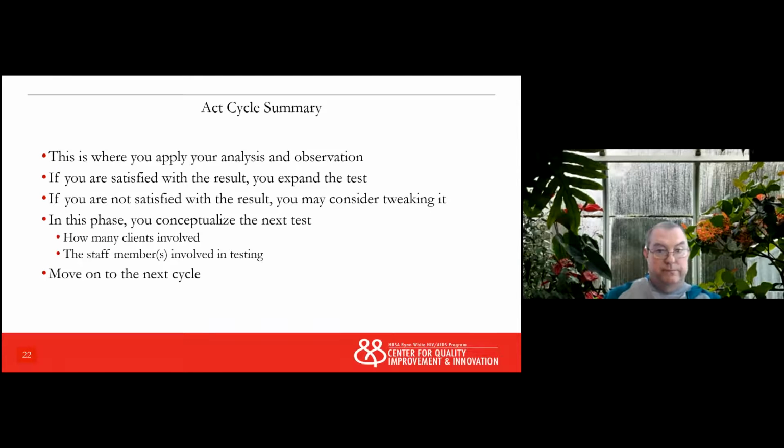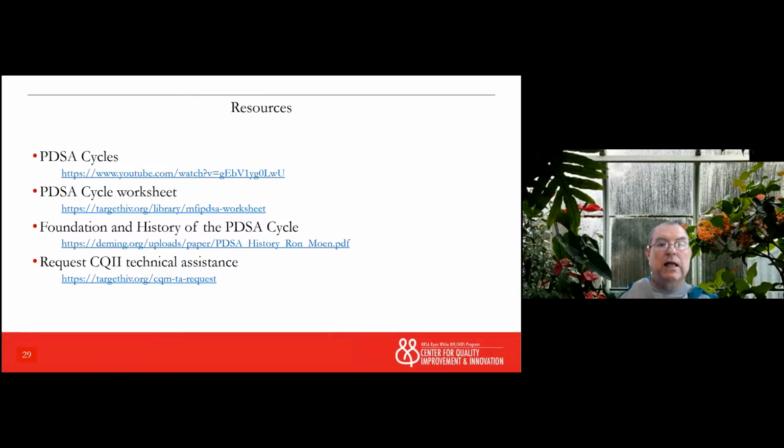So the ACT cycle is where you apply your analysis. You expand the test if you're satisfied. If you're not satisfied, you're going to tweak it. I always advise people, don't throw the test out after one test. Try another test. If it still doesn't support your hypothesis at all, then you have to make an informed decision about whether you want to continue or not. But try not to do it after one test. And that, in a nutshell, is what a PDSA cycle is.